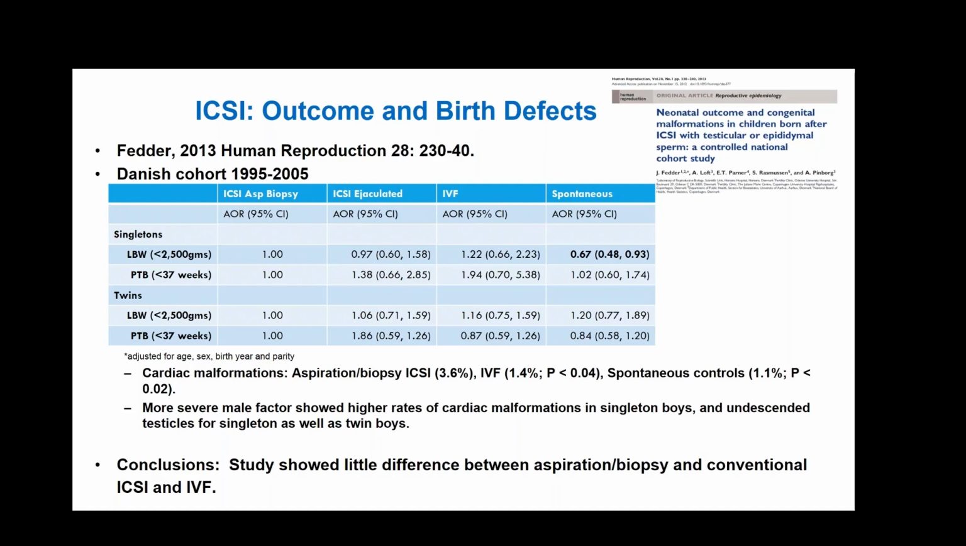More severe male factor had higher rates of cardiac malformations in singleton boys and higher rates of undescended testicles for singletons as well as twin boys. This increase for ICSI has been seen in a number of studies. However, the contribution of the procedure itself, as compared to that of the underlying male infertility, is still to be determined. In summary, the data showed only minor difference in aspiration biopsy with standard ICSI and IVF, but it did show a difference with spontaneous conception.